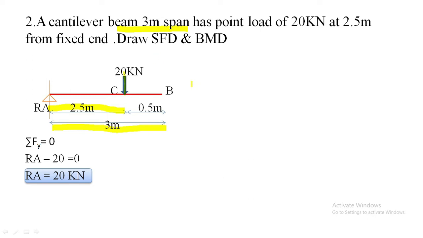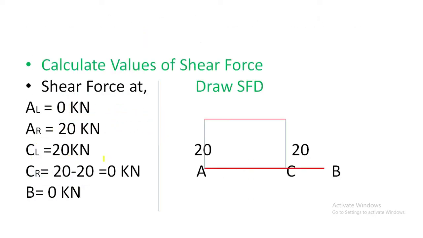For that, first you have to calculate the value of RA. For calculating the value of RA, use summation Fy equal to 0. Summation Fy means consider only vertical forces. There are two vertical forces, one is RA and second is the 20 kilonewton. RA is going in upward direction, so consider plus RA. The 20 is going in downward direction, so consider -20 equal to 0. Moving -20 towards the 0, RA is equal to 20 kilonewton. Then the second step is to calculate values of the shear force.